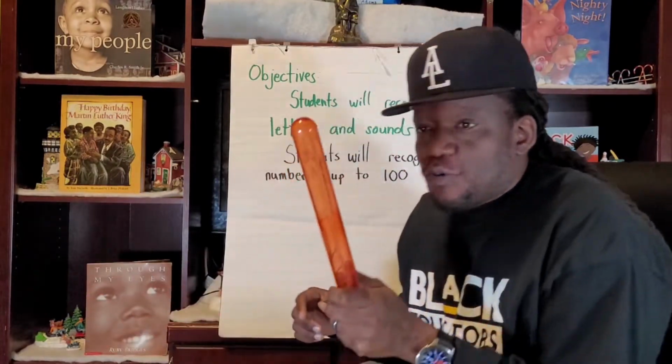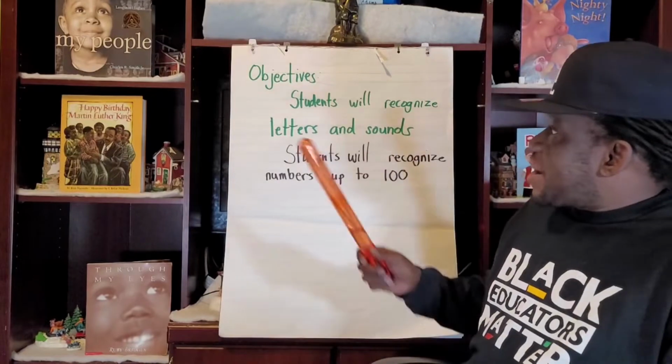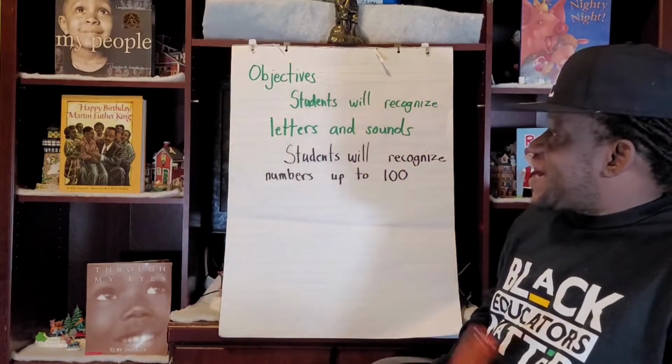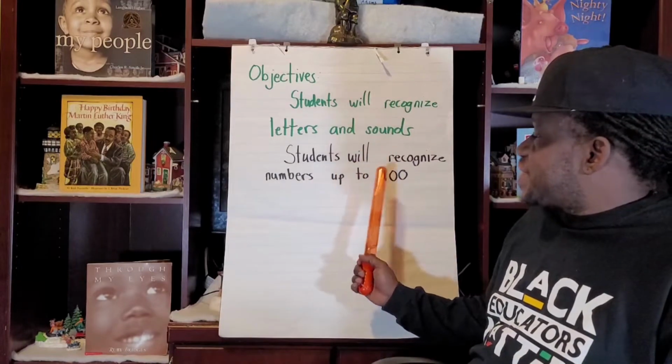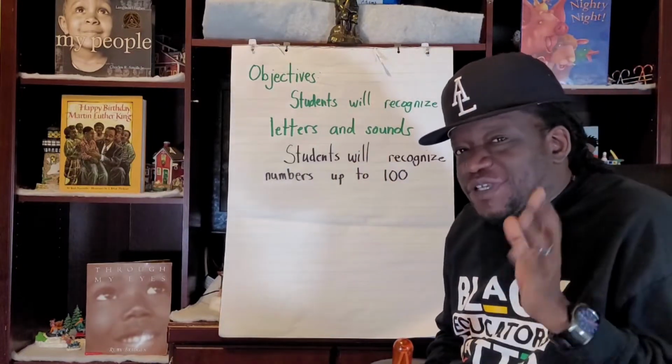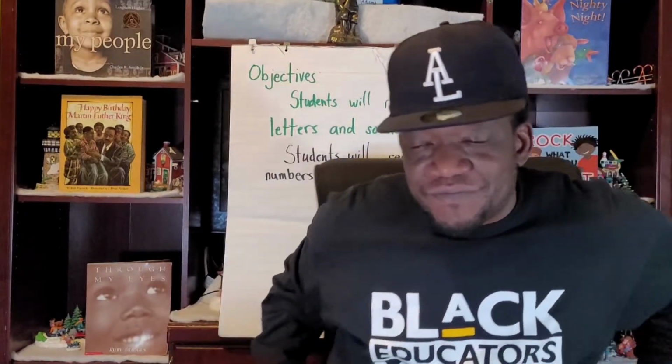Yes, I am. So let's take a look at our objectives for today. And I have my bubble wand pointer. Our objectives are students will recognize some letters and sounds. And students will recognize numbers up to 100. But today we're just going to go up to 20. Probably this week we'll just go up to 20. But we'll get to 100. So, you ready? Let's get it started.